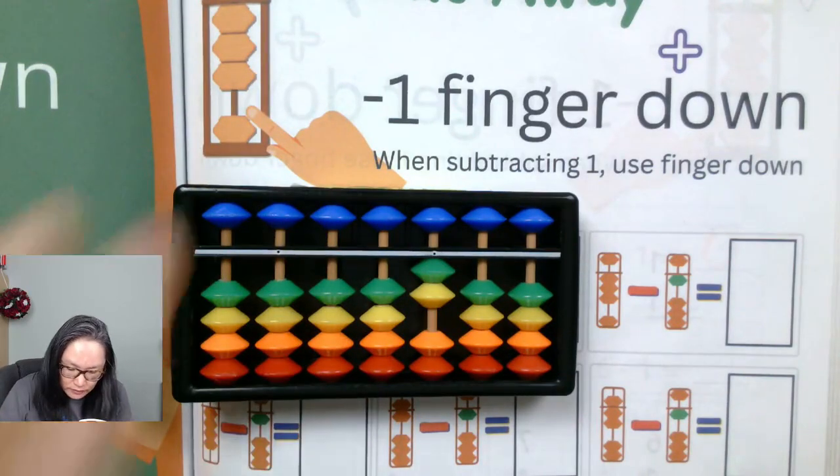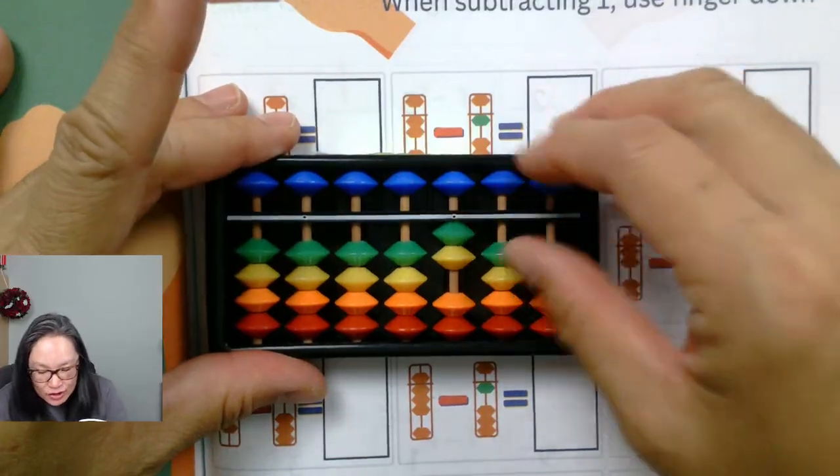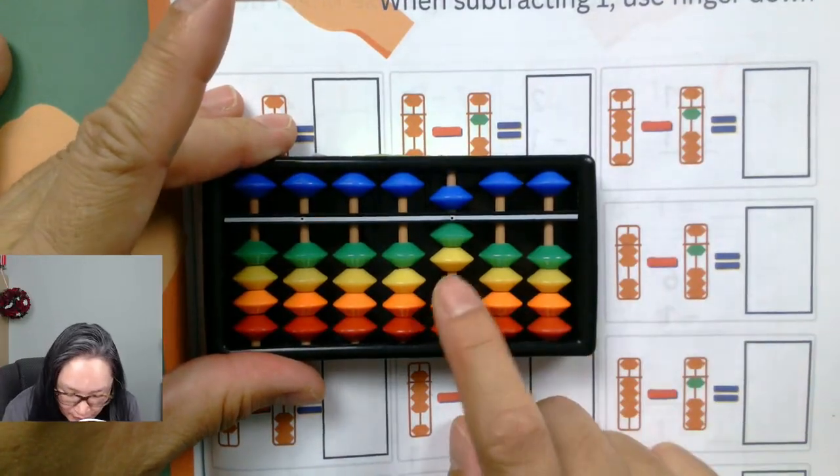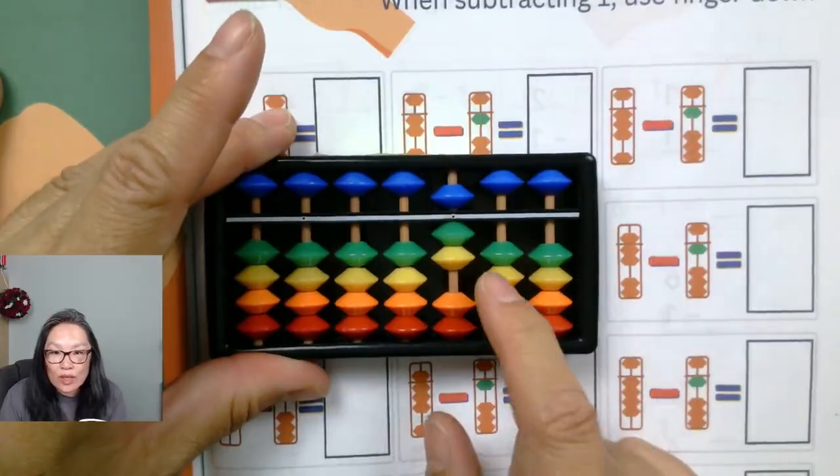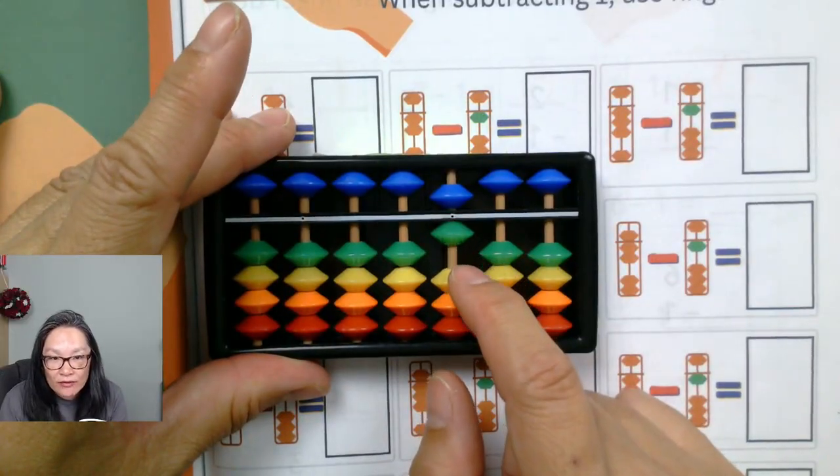So if I have 7, my question starts with 7. I want to subtract the 1. When I subtract the 1, I'm moving it away from the horizontal bar.